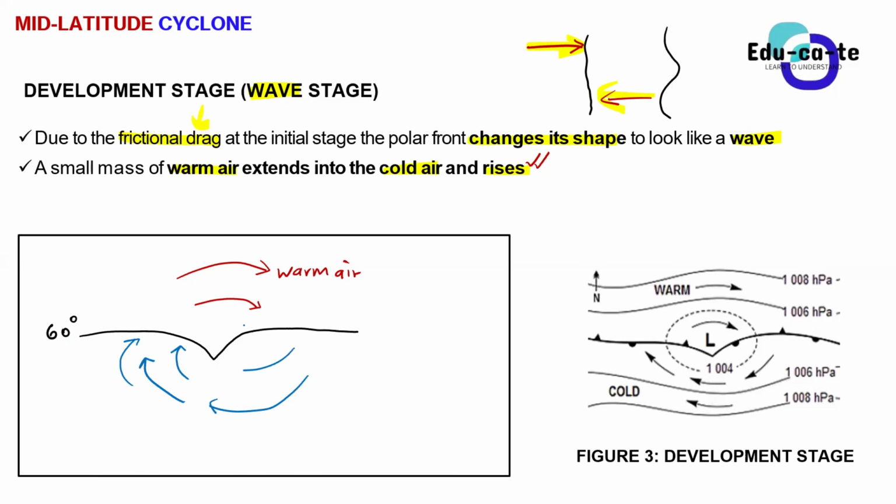So a small mass of warm air will just extend and go into the cold air. And when it extends, it will rise. You see, it rises up because you remember that warm air is light. Warm air is not heavy. You still remember that warm air rises from grade 11, right?